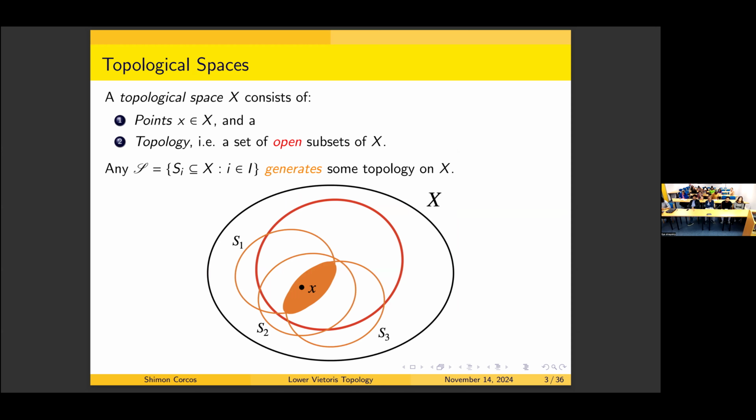It consists of a set of points, as well as a family of subsets of those points called a topology. The members of the topology are said to be open subsets of our set of points, which I'm calling here X. And if we are given any family S of subsets of X, we can generate some topology on X by taking, to be open, arbitrary unions of finite intersections of this family S.